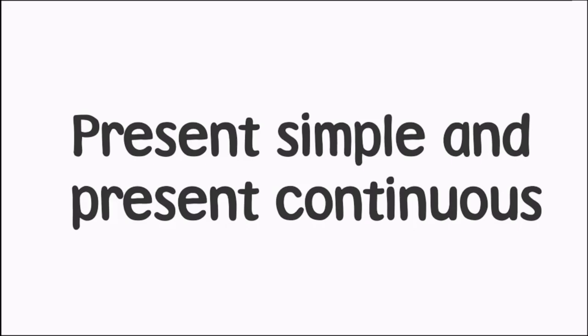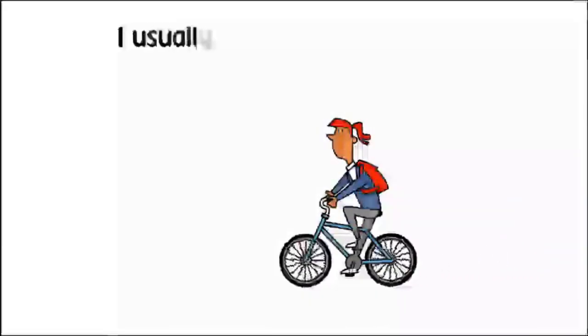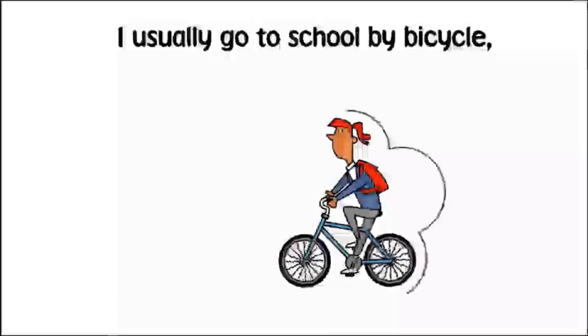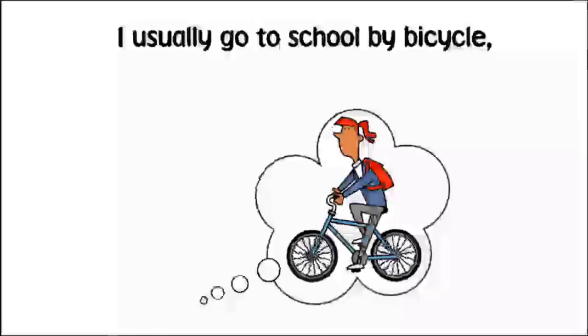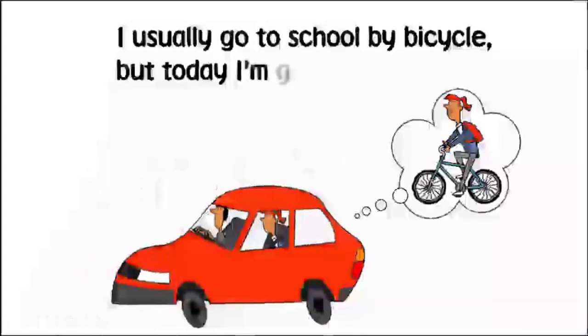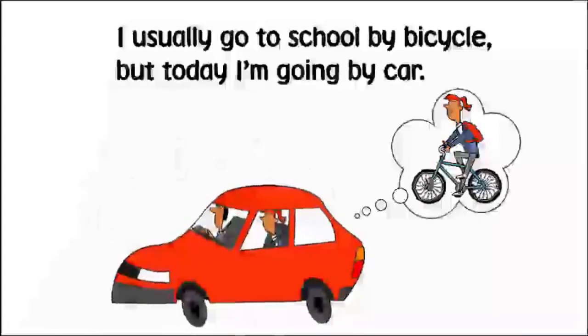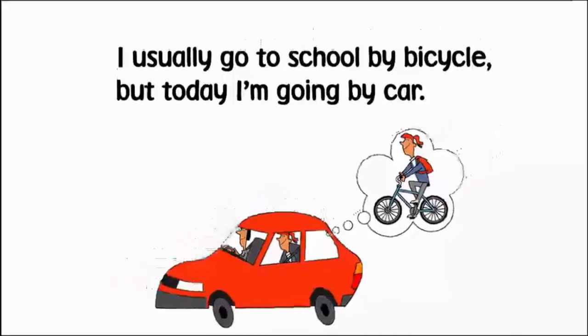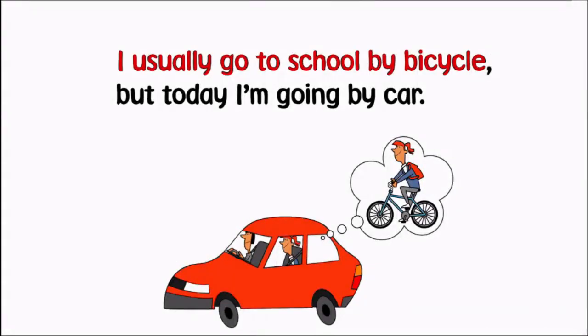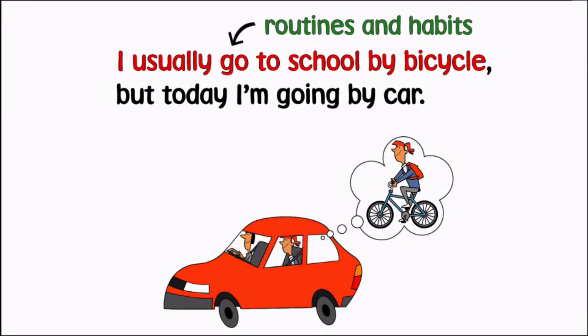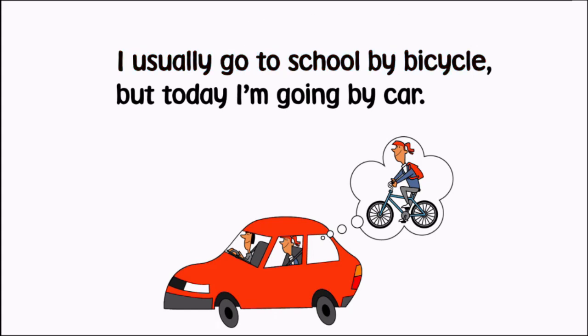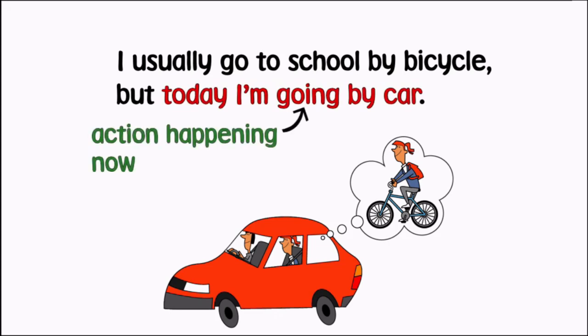Present simple and present continuous. I usually go to school by bicycle. But today I'm going by car. We use the present simple to talk about routines and habits and things that happen all the time. We use the present continuous to talk about an action happening now.